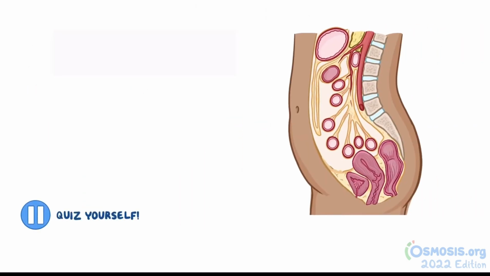Time for a quick break. How can the peritoneal cavity be divided?